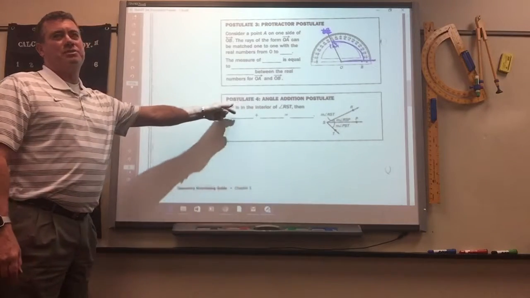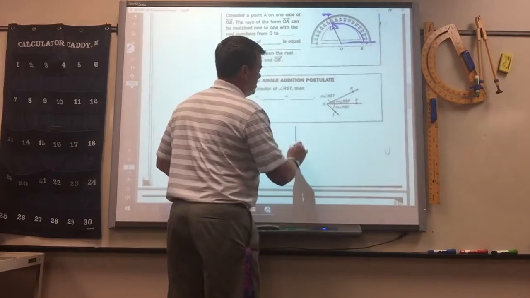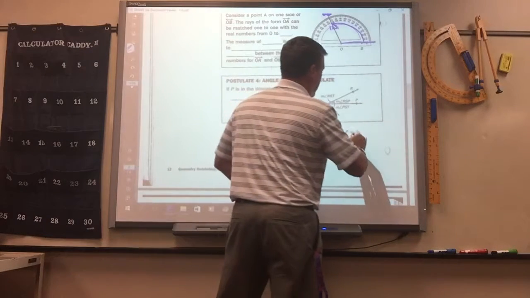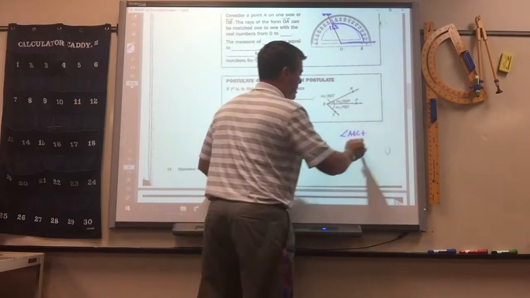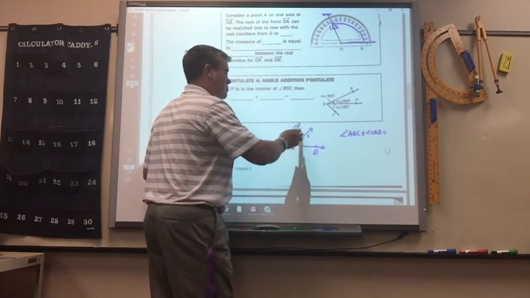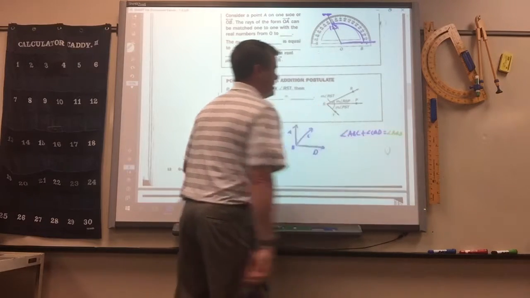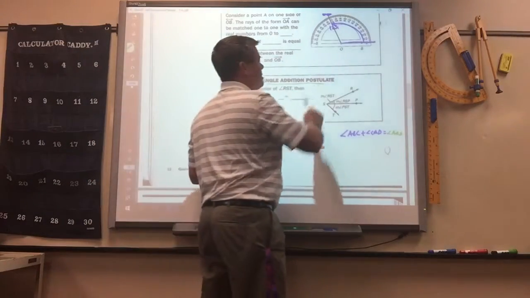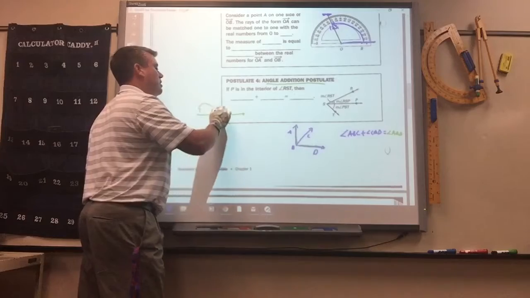Now, this angle addition postulate, it's just like the segment addition I showed you yesterday. If you take one angle, angle ABC, and add on another angle, angle CBD, what's it going to equal? It's going to equal angle ABD. If you take two small angles and put them together, it makes a bigger angle. That's the angle addition postulate. Just like yesterday when we did the segment addition. If you take one segment and add another segment, you get a longer segment.